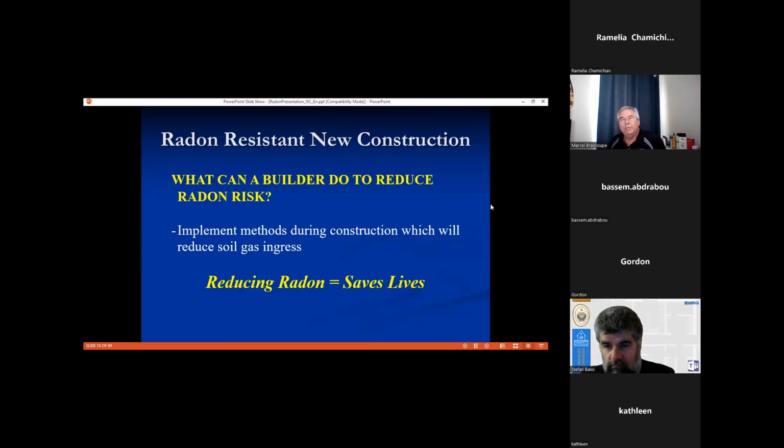Now, when we're building new homes, we know what causes radon to infiltrate into the homes. So we ask ourselves, what can a builder do to reduce the radon risk? We know the risk related to radon is lung cancer. So what can builders do to reduce that risk? Well, we can implement methods during construction which will reduce soil gas ingress. And in so doing, if we're reducing radon, we're going to essentially save lives, because a lot of lives are lost to deaths related to lung cancer.